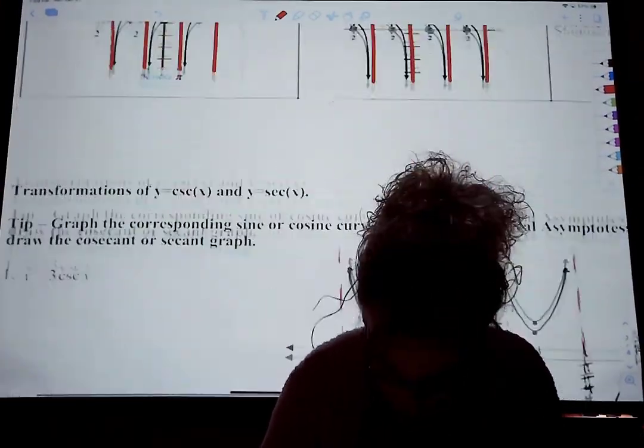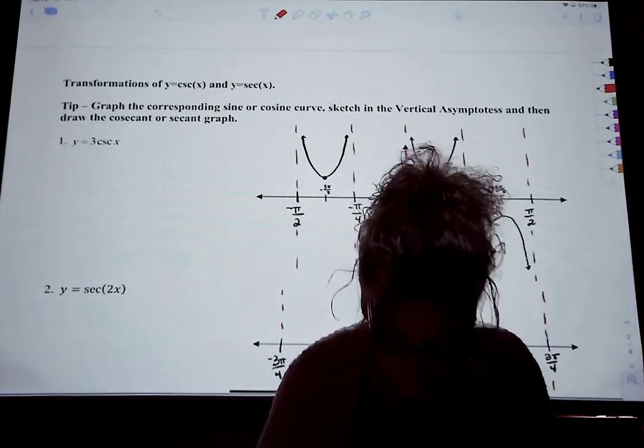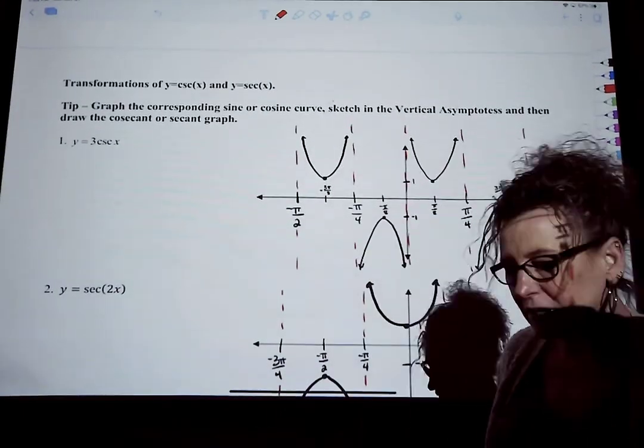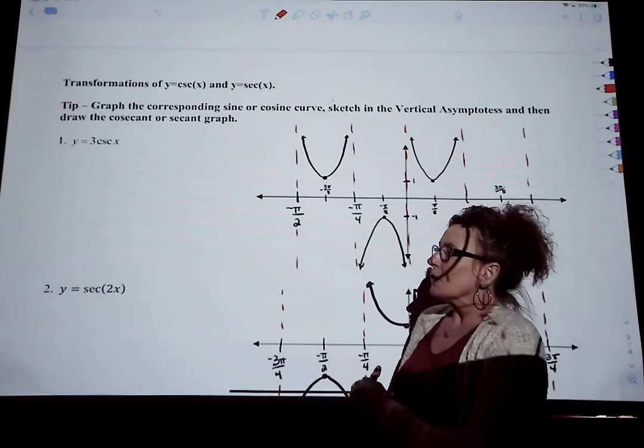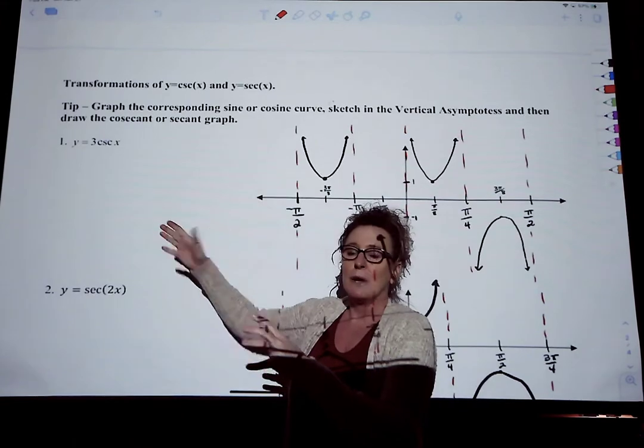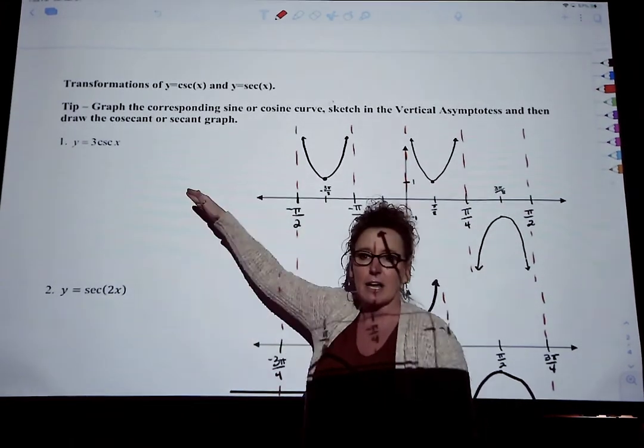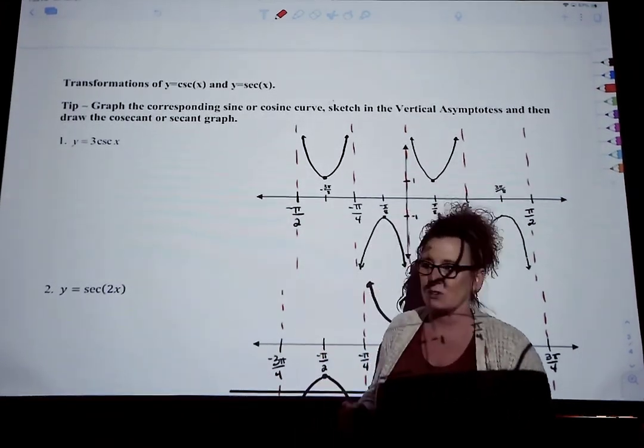Alrighty, now, for the examples, I don't really like the way that your notes are set up, and I'll probably do them differently next year, but the way the notes were set up is we graph them from scratch. So we look at it and we completely draw the graph from scratch.